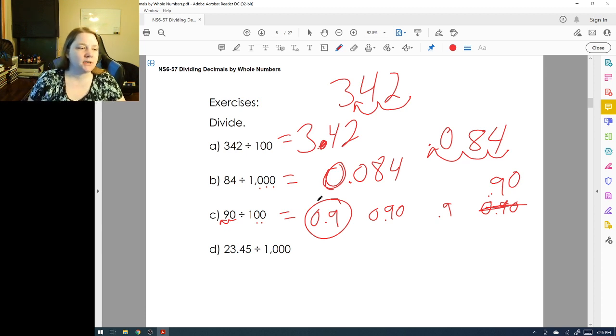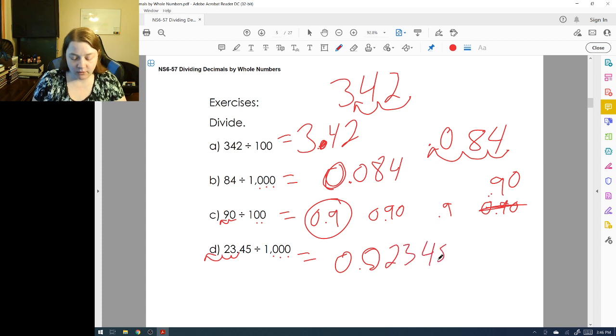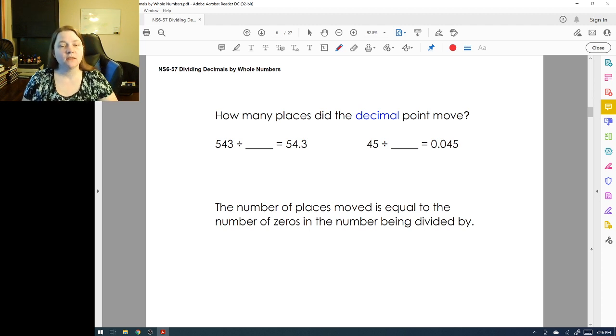Lastly, for 23 45/100 divided by 1,000, that's 1, 2, 3 zeros. So you would shift the decimal 1, 2, 3 spots to the left for an answer of 0.02345. There you go.